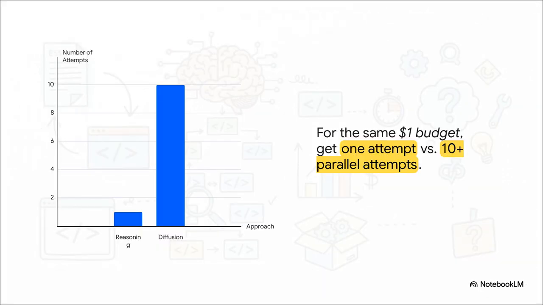To put that into perspective, think about this. Say your budget is just $1. With the expensive reasoning model, you get maybe one shot, one attempt. You just have to cross your fingers and hope it works. For that exact same dollar, the test-guided diffusion approach gets you 10, 20, maybe more parallel attempts, all exploring different solutions. It's not even a fair fight.